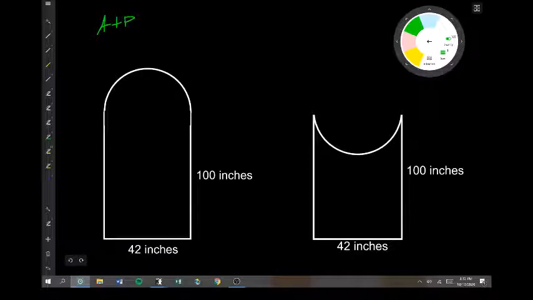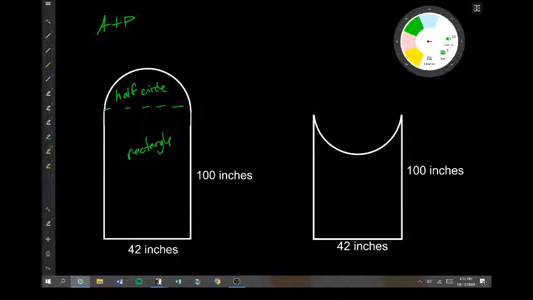The first thing I should do is think, well, what are these shapes? How would I describe these shapes? If I can describe these shapes, then maybe I have a shot at finding their values. Well, I think of this shape here as being a rectangle with a semicircle on top. Semi means half, with a half circle on top.